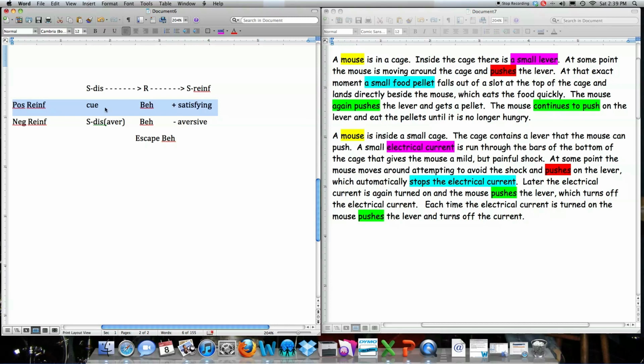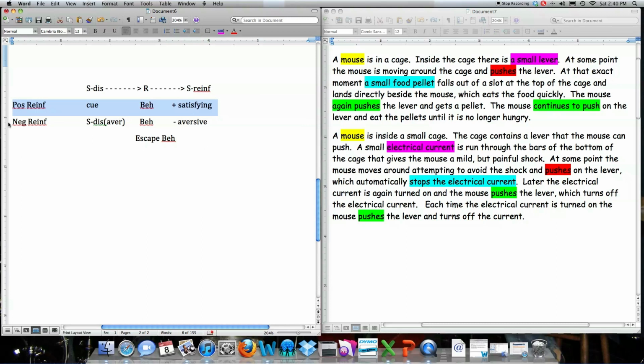For example, there's a lever. The mouse pushes on the lever, the mouse gets a food pellet. Or you could think of the dog we saw in the video. The owner says, sit. The dog sits, the dog gets a treat. Now each time the owner says sit, the dog sits and he gets a treat. So something is being added after the behavior. After the behavior plus some positive or satisfying stimulus.